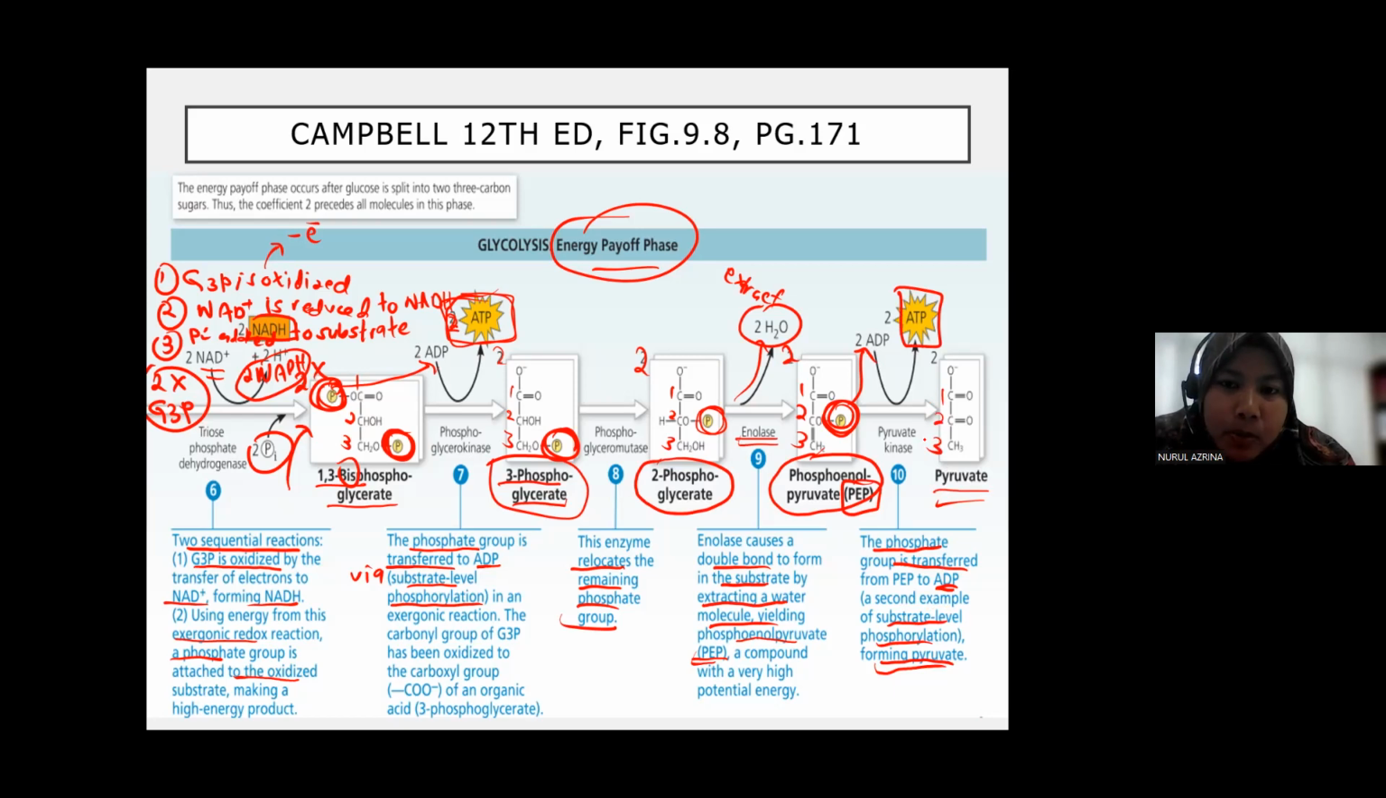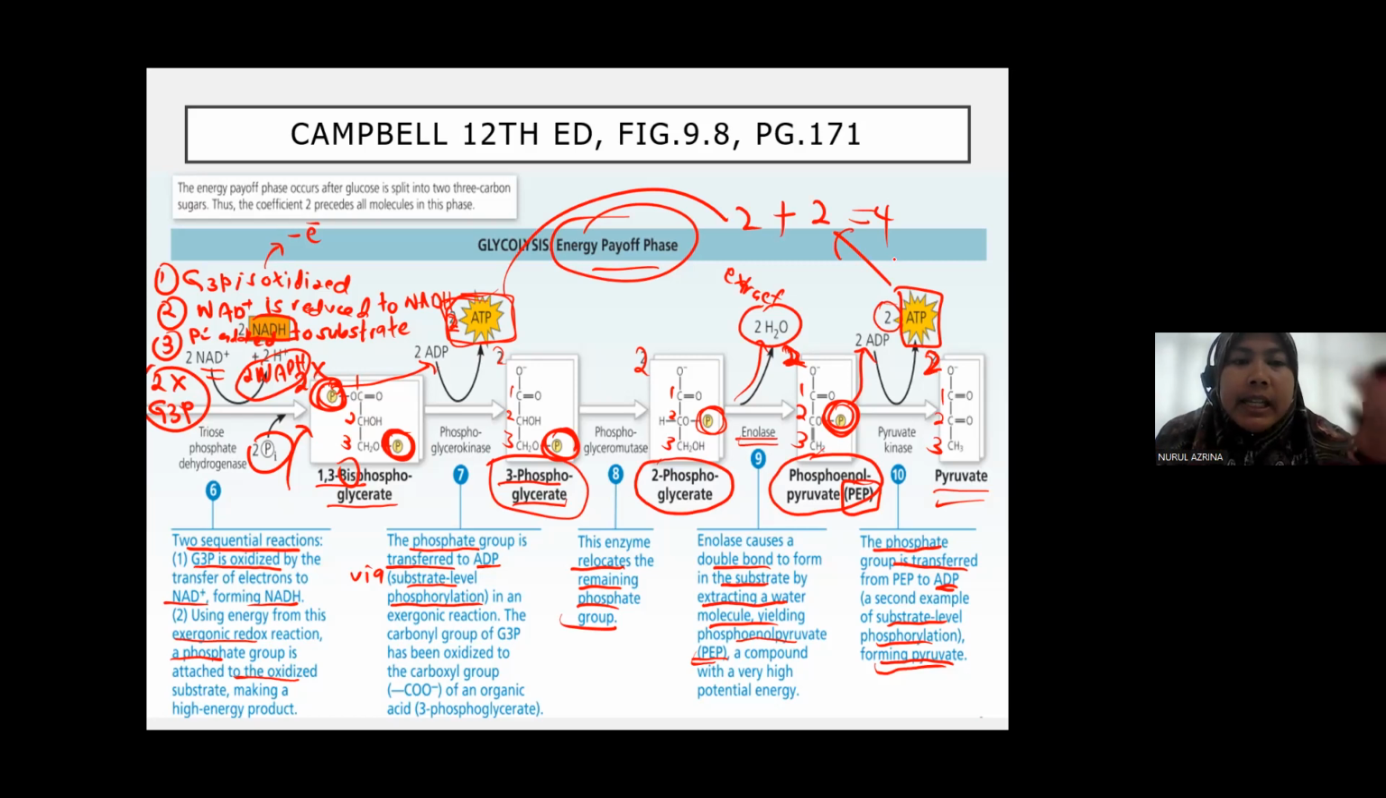Okay, how many ATP have we formed here? 2 ATPs. Kenapa 2 ATP ya? Because remember, we have 2 molecules of PEP that will be converted into 2 molecules of pyruvate. Okay, right? So how many ATP total have we formed from here? 2 plus 2. So 4 ATP in the energy payoff. So 4 tolak 2 yang investment. So our net ATP is 2.